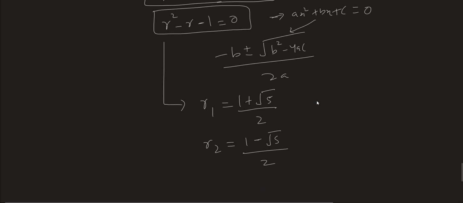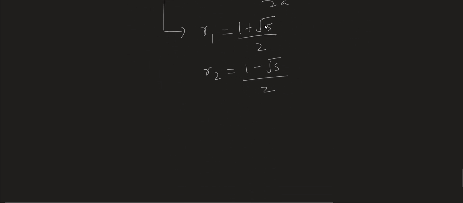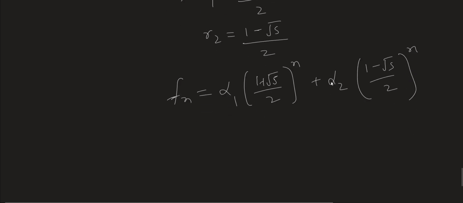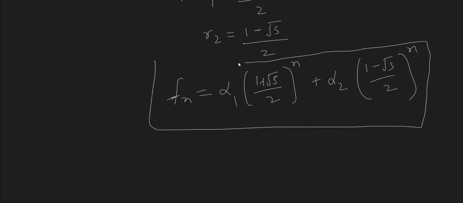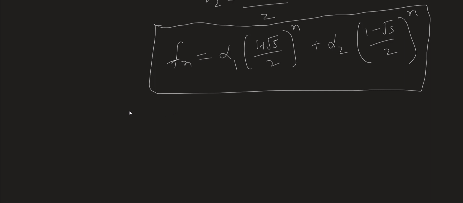Now, if we try to find the solution using this equation, what we'll get is f of n. So instead of a of n, we have f of n here, because that represents the Fibonacci series, is equal to alpha 1 times r1 raised power n. So alpha 1 times (1 plus under root 5 by 2) raised power n plus alpha 2 times (1 minus under root 5 by 2) raised power n. So this is the solution, but alpha 1 and alpha 2 are unknown to us, and at the same time the initial conditions can be helpful, because f0 is equal to 0 and f1 is equal to 1.